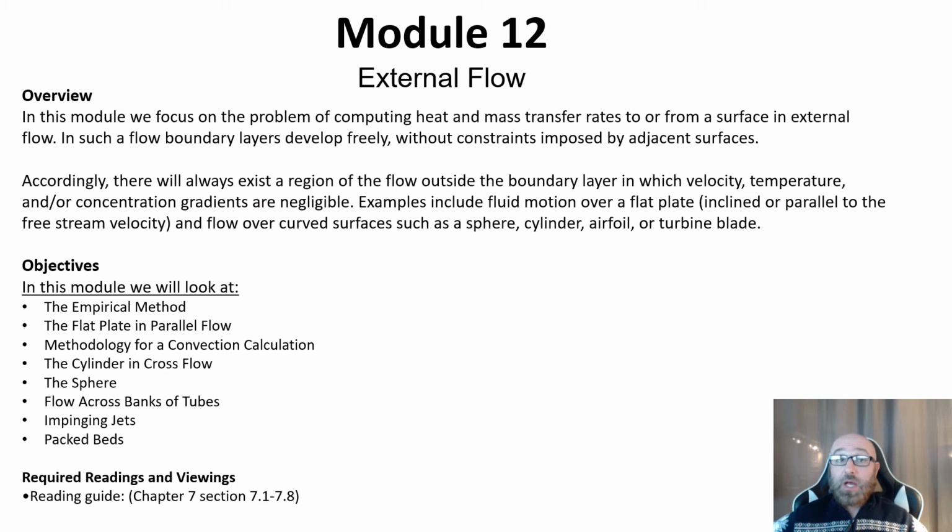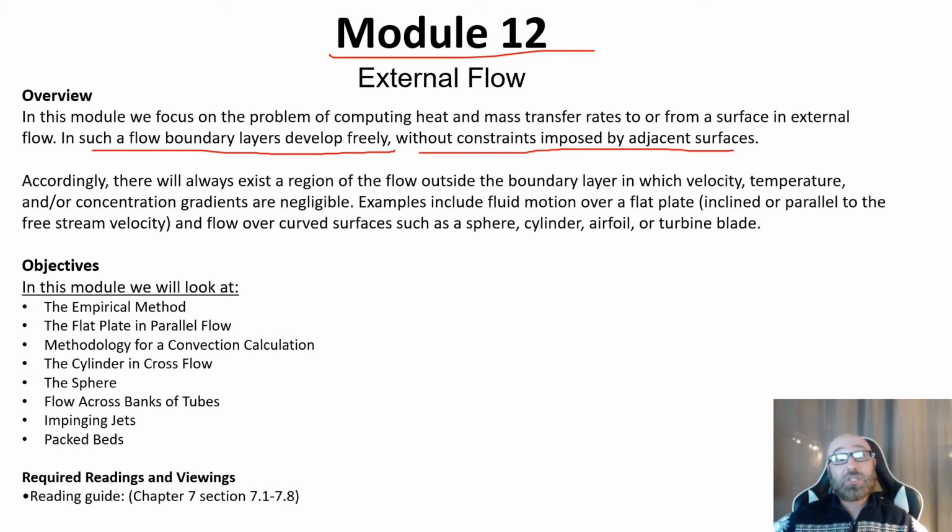So as we jump into our content for Module 12, looking at external flow, within this module we're going to focus on the problem of computing heat and mass transfer rates to or from a surface in an external flow. In such a flow, boundary layers develop freely without constraints imposed by adjacent surfaces. So this will be the bulk of what we're going to be looking at within Chapter 7.